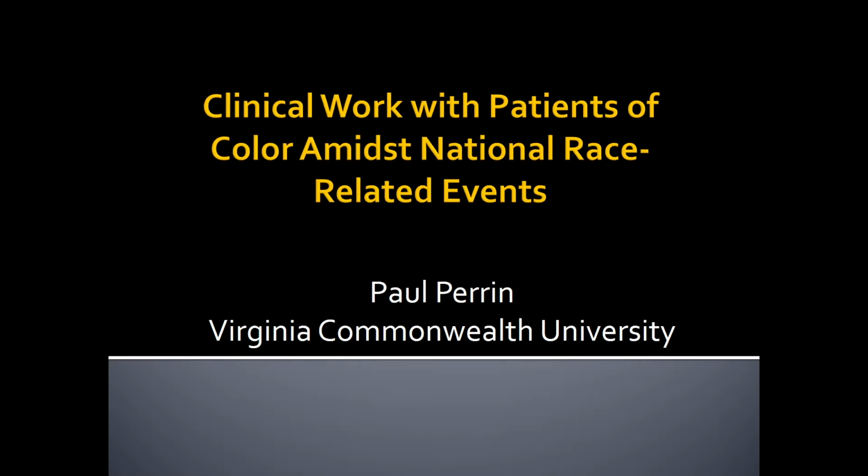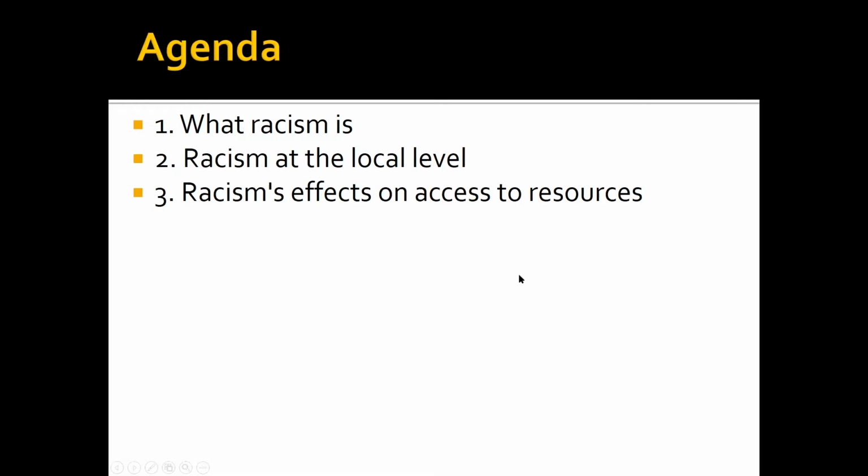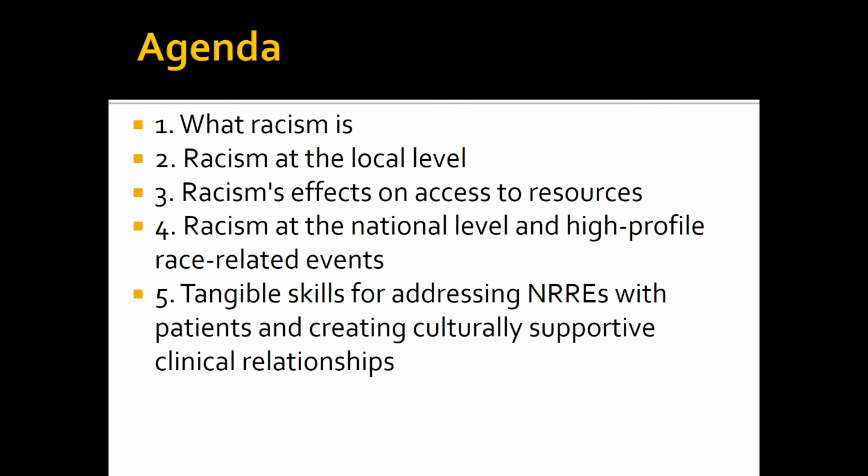So the talk today is clinical work with patients of color amidst national race-related events. And let's see. So here's the agenda. I'm going to start by talking about what racism is, talk about racism at the local level in the Richmond area, talk about racism's effects on access to resources, particularly panning back to a national level. And we'll talk about some of the high profile race-related events that we've seen in the news. And then we'll talk about some tangible skills for addressing national race-related events with patients and creating culturally supportive clinical relationships.